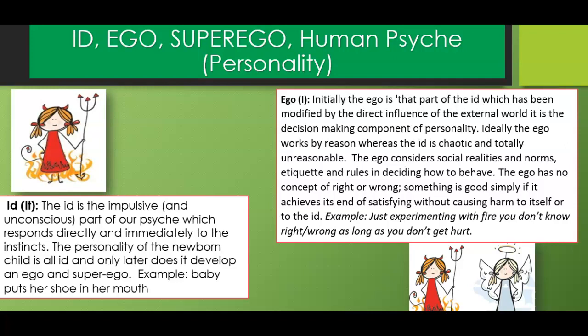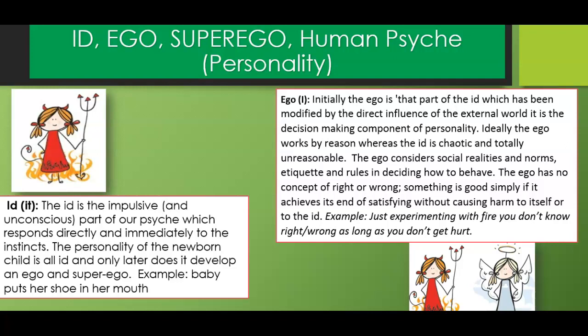Now, the next thing is the ego. Okay. So the ego is basically the voice of reason, or the good. So we want to get the child from the id stage to the ego stage. And we do that through positive guidance. Okay, so if the child puts something in their mouth that they have no business, what do we do? We correct, we redirect and correct the child for what they've done.